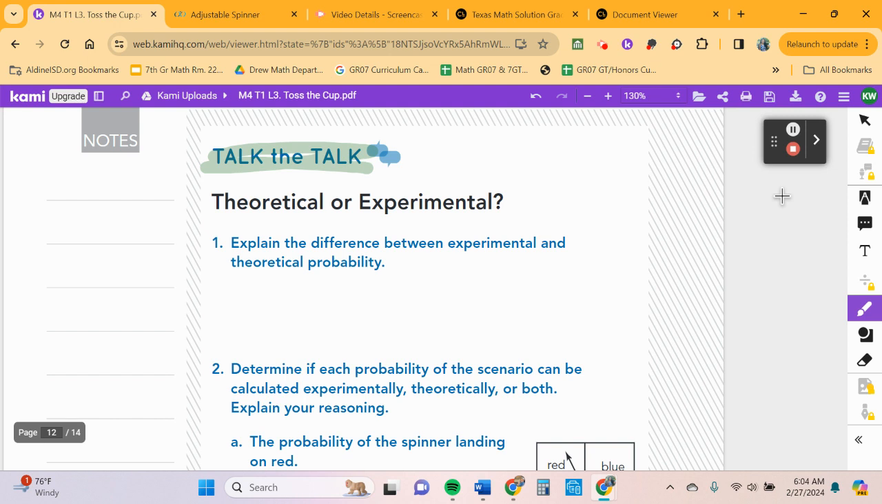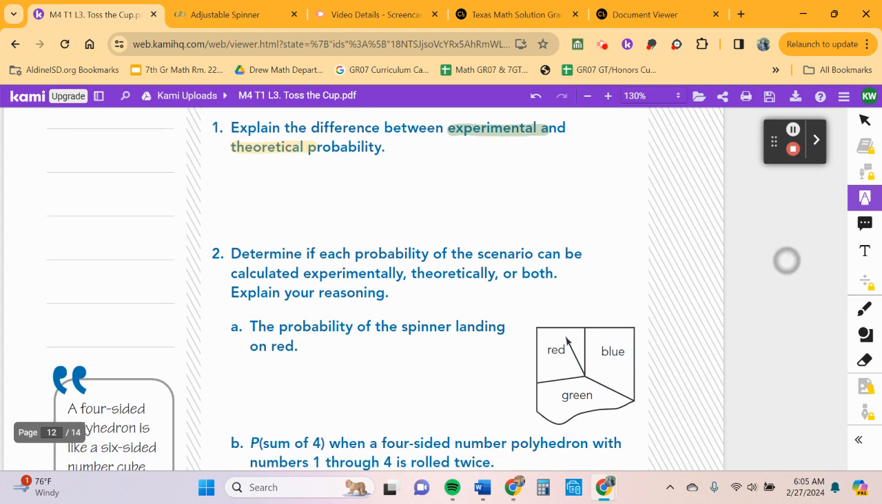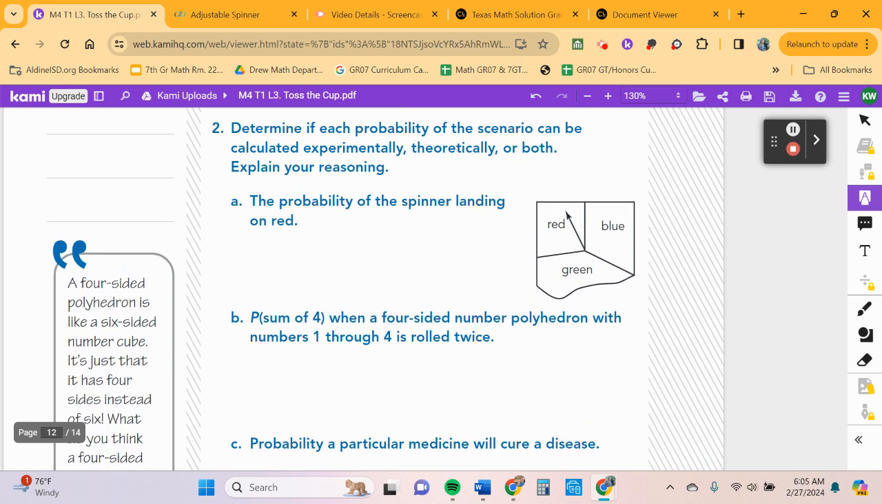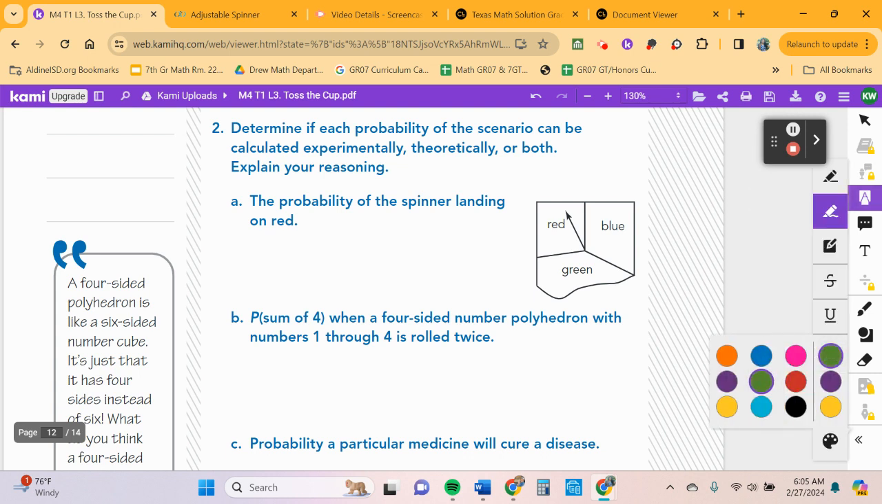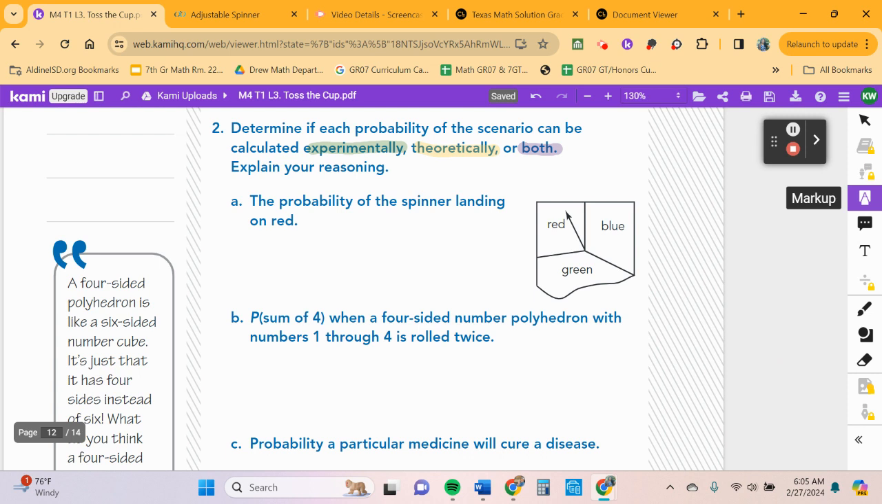So, question number one, it says, explain the difference between experimental and theoretical probability. Walking away from this lesson today, you should definitely know the difference between those two. Number two says, determine if each probability of the scenario can be calculated experimentally, theoretically, or both, and explain your reasoning. So, part A says, the probability of the spinner landing on red.